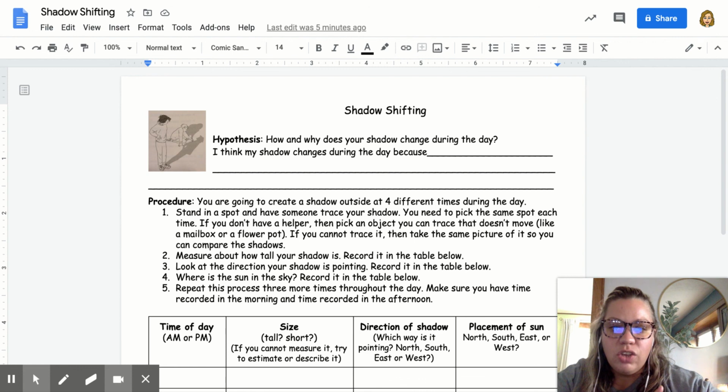So make sure that you are making good observations so that way we can share it with our classmates.